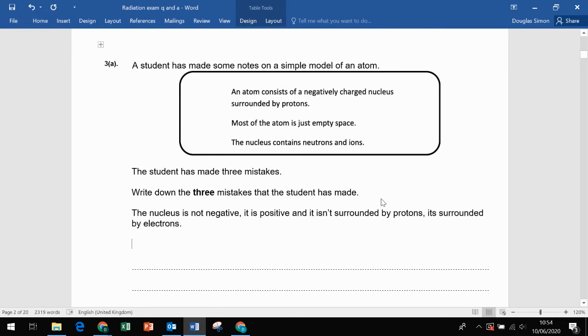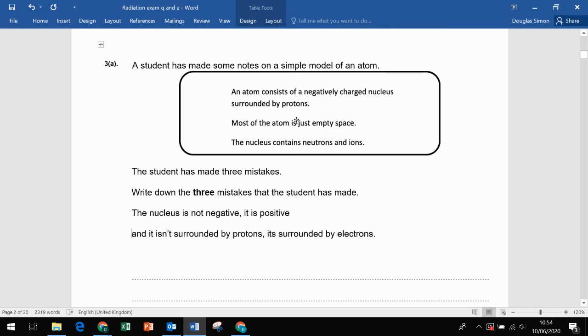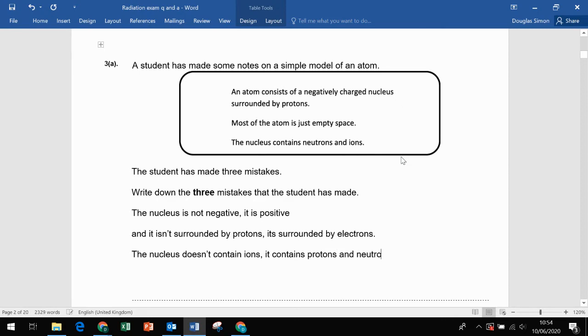Number 2, actually that is 2, isn't it? Most of the atom is just empty space. That is correct. The nucleus contains neutrons and ions. That is incorrect. The nucleus doesn't contain ions. It contains protons and neutrons. So these are the 3 mistakes.